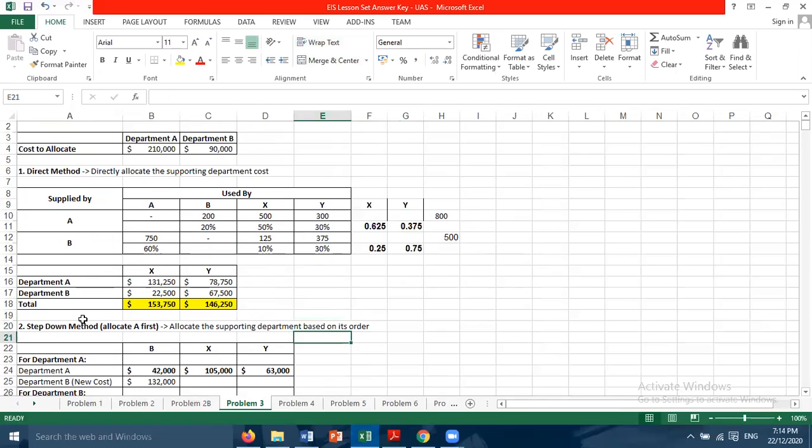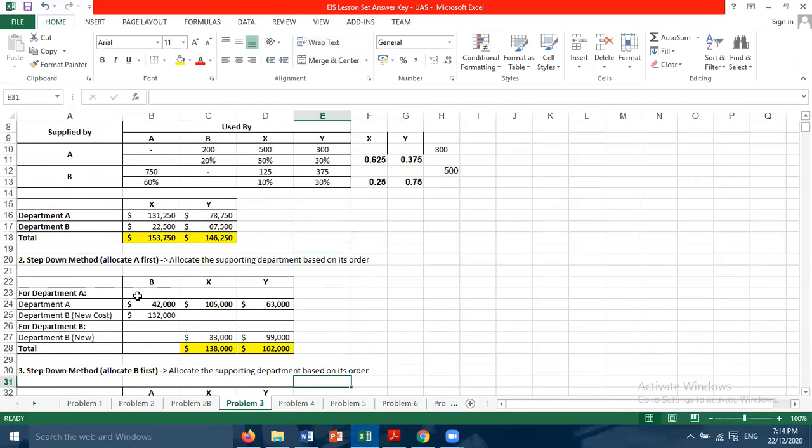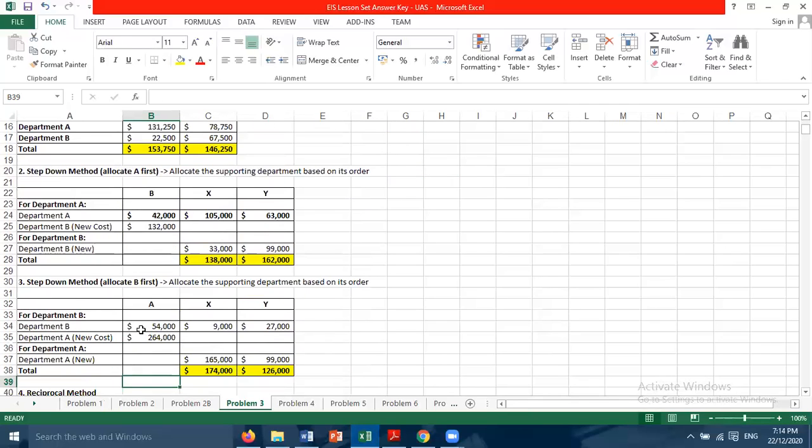In the step-down method, you allocate the cost of one supporting department to another supporting department and the operating departments, but you only do it once, or you only do it sequentially. So like, let's say if we allocate A first, we allocate the cost of A to B as well, to supporting department B, and to X and Y, right? However, we do not allocate the cost of B to A. That's step down. And if it's B first, yeah, we allocate the cost of B to A, but we don't allocate A to B.